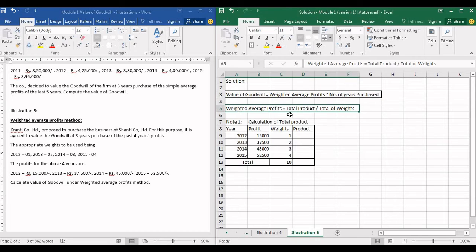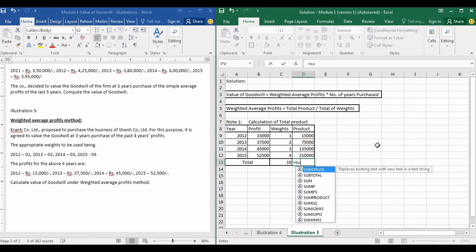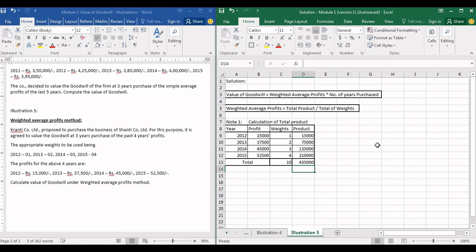How do we find out? Weighted average profits formula is total product divided by total of weights. We have already got the total of weights. Now let us find out the total of product. Product is nothing but profit into weight of each year. 15 into 1 is 15. 37,500 into 2 is 75,000. Then it is 1,35,000 and 2,10,000. So the total product is the sum of the product of all 4 years, which is 4,35,000.